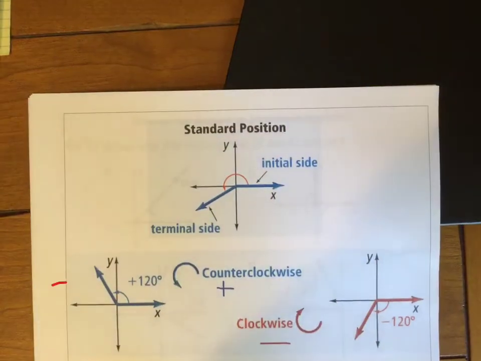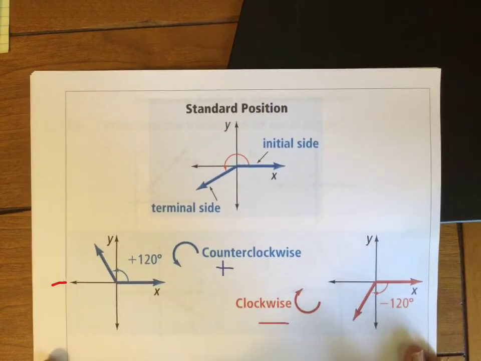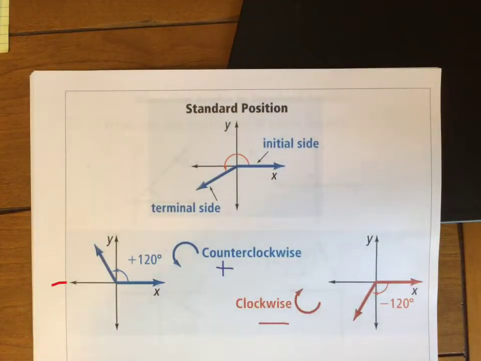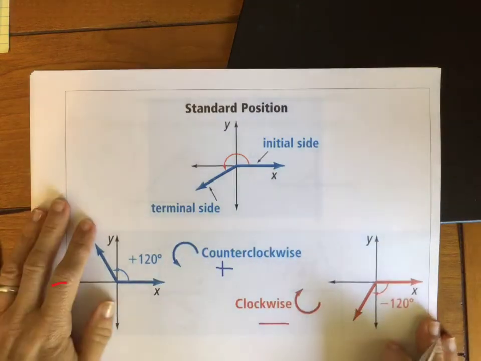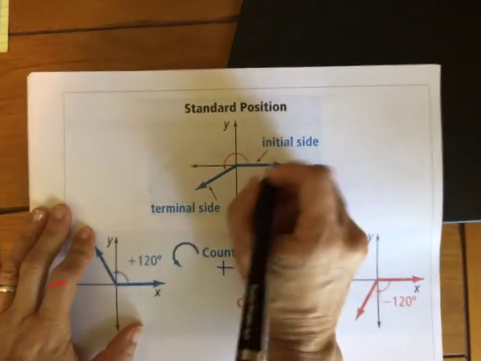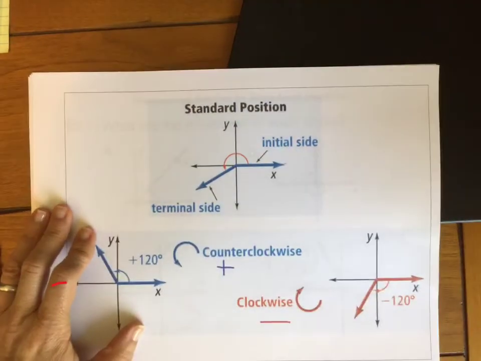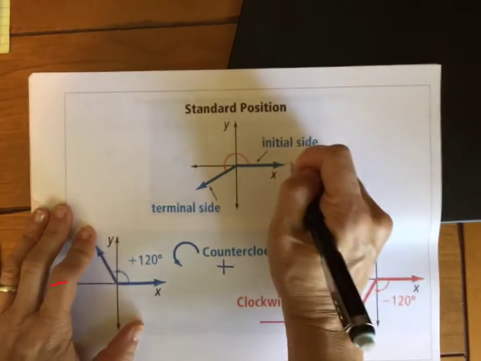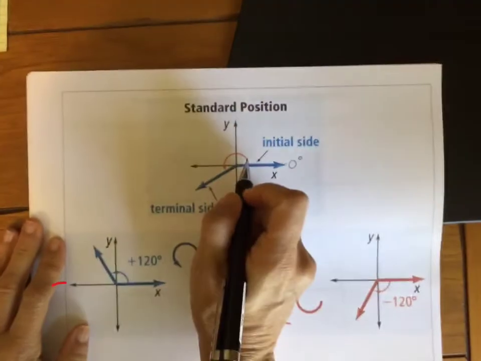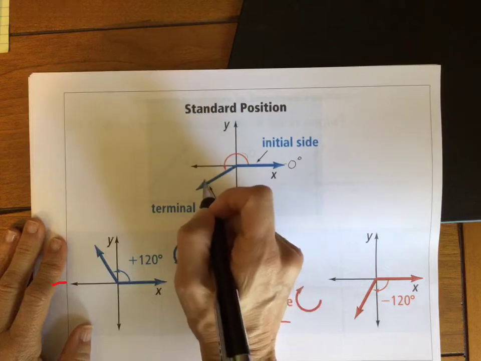Okay, some notes. This is what we call standard position. And this is really applicable when looking not only just at the XY axis system, but also when we start going to the unit circle. So what I want you to know here is that the standard position always starts with the initial side here on the positive part of the x-axis. We also are going to call that 0 degrees. And then it moves counterclockwise to the terminal side.